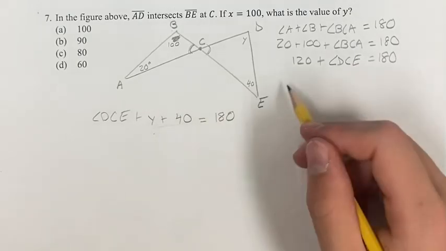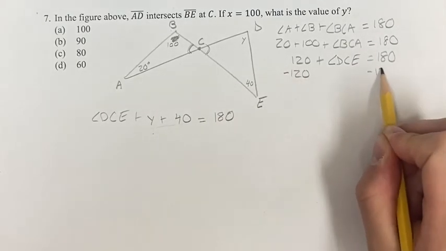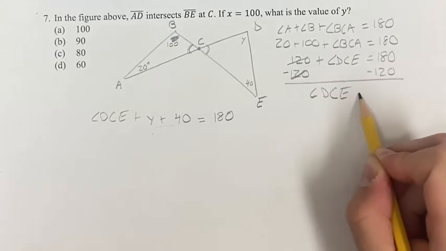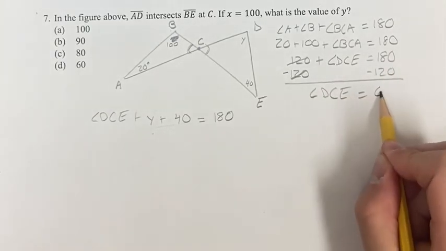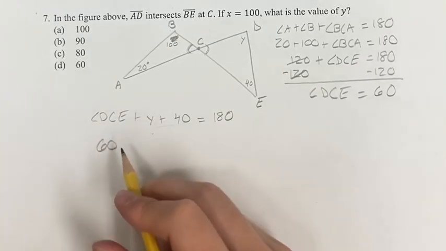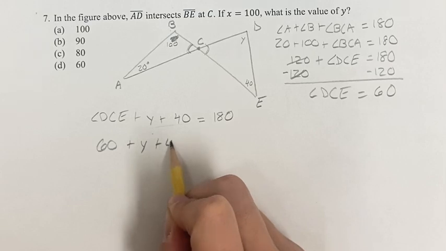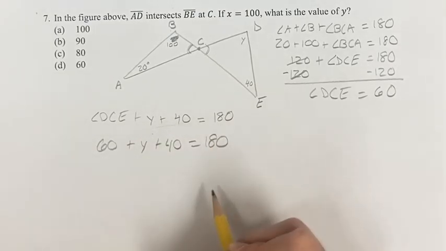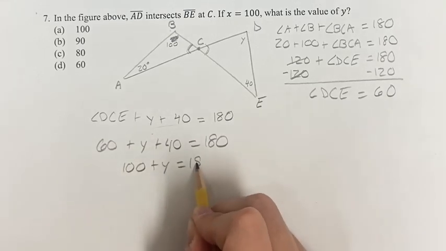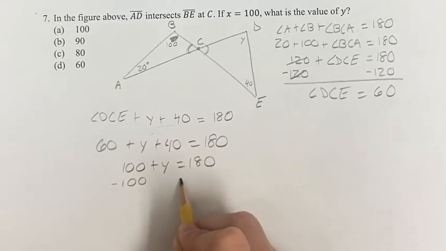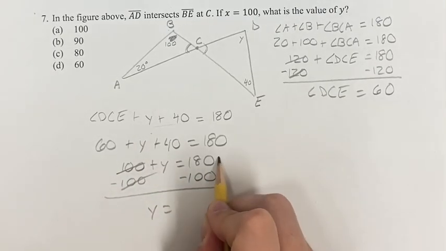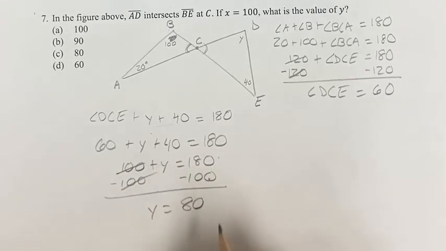this equation over here. So if we subtract 120 from both sides, the angle DCE is equal to 180 minus 120, or 60. So plugging in 60 into this equation, we get 60 plus y plus 40 is equal to 180. 60 plus 40 is 100, plus y is equal to 180. Subtracting 100 on both sides gives you y alone, because these cancel. You get y is equal to 180 minus 100, which is 80.